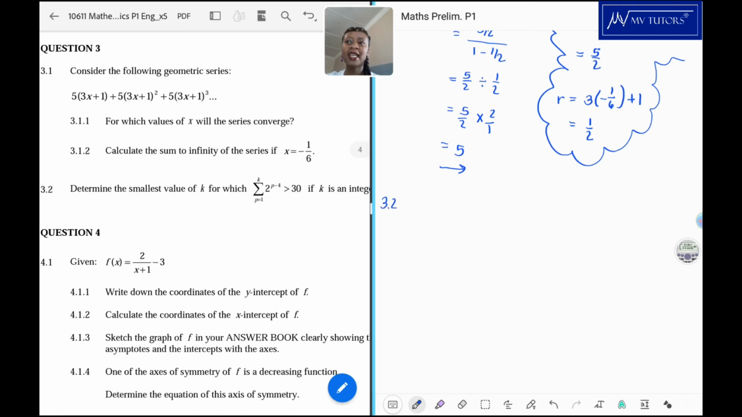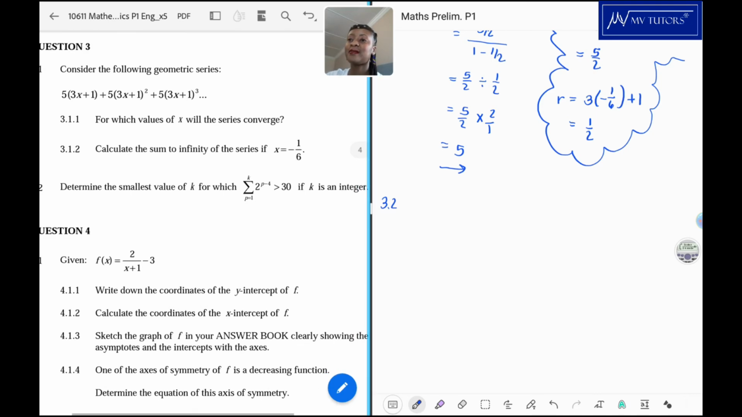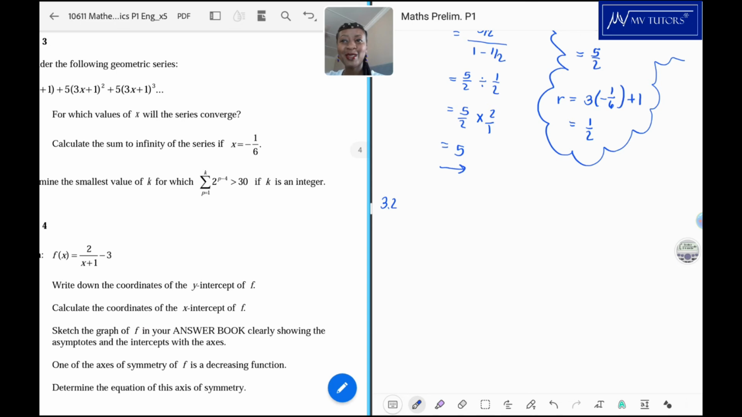Okay, so they say determine the smallest value of k for which, hey, a lot of students sometimes cry about the sigma notation. It's actually not that bad, guys. I'll show you how to tackle it. So we have the sigma notation. We go from 1 up until k, and you can see there 2 to the power p minus 4. It's actually a geometric sequence, and that has to be bigger than 30.